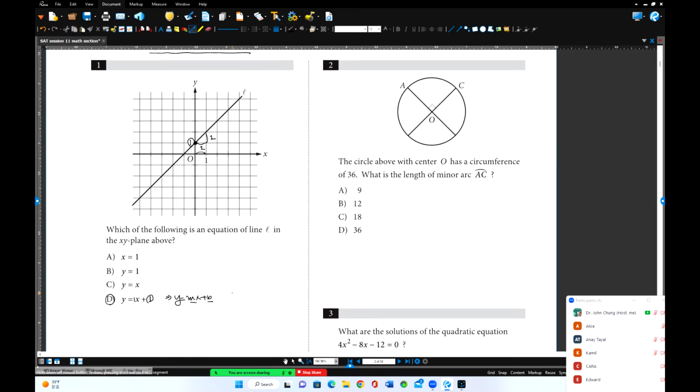Number 2, you have a circle. The name of the circle is circle O, and the circumference is 36. What is the length of minor arc AC? This is 90, in proportion to its central angle. 90 out of 360 is 1 fourth. You can see that we have 1, 2, 3, 4, 1 fourth. So the entire arc is the circumference, 36, times 1 fourth. That is 9, the answer. Those are 2 easy questions.